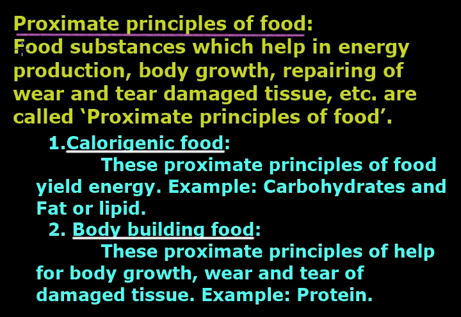Now the definitions. The food substances which help in energy production, body growth, repairing of wear and tear, damaged tissue, etc. are called the proximate principle of food. As we discussed, the proximate principle food can be divided into two types, calorigenic food and bodybuilding food. The calorigenic foods are those proximate principle foods which yield energy, providing energy to our body to perform various kinds of functions.